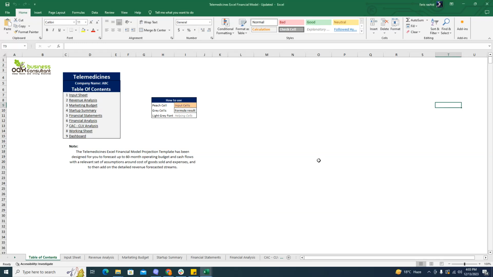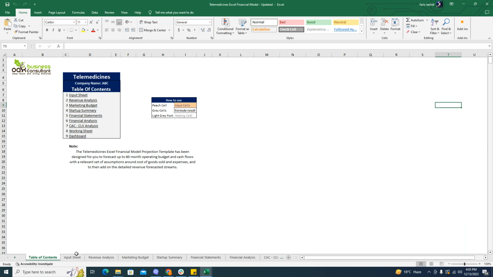Today we have brought you another financial model. This one is based on telemedicine's Excel financial model. It is projected up to 60 months, forecasting its operating budget, cash flows, and relevant sets of assumptions.